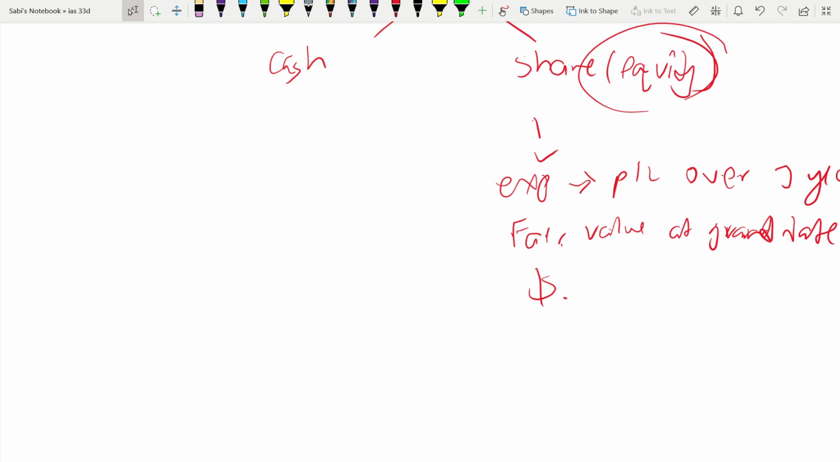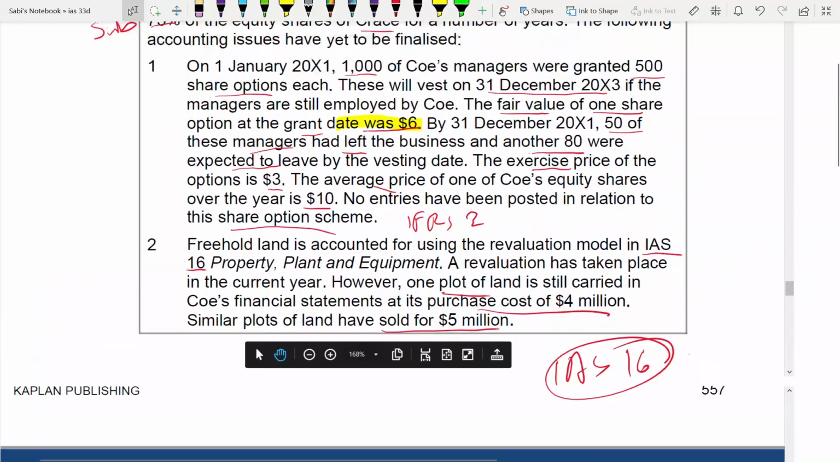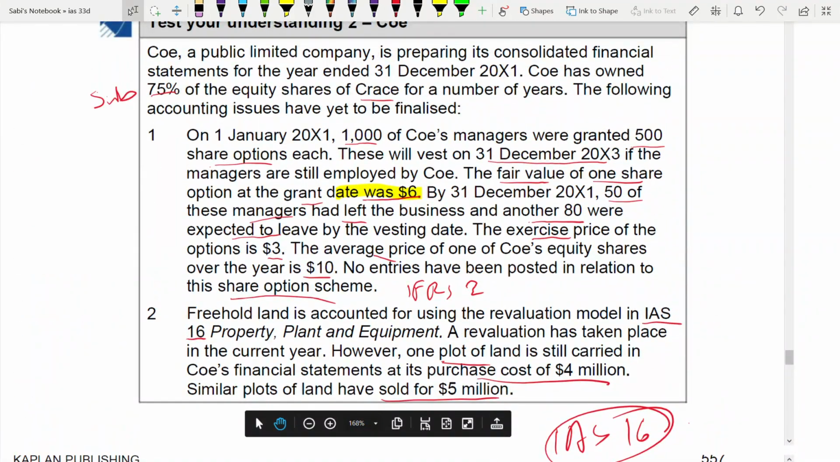Now, you need to recognize the expense. You first need to calculate this expense. How do you calculate the expense? In a share-based payment, you start with the number of managers. First you need to calculate the total number of managers. How many managers are there? 1,000. It starts with 1,000, but you need to deduct the ones who are leaving. Out of this 1,000, let me highlight it for you, 50 had left, so you deduct 50. Another 80 are expected to leave, deduct this 80 also. Understanding?